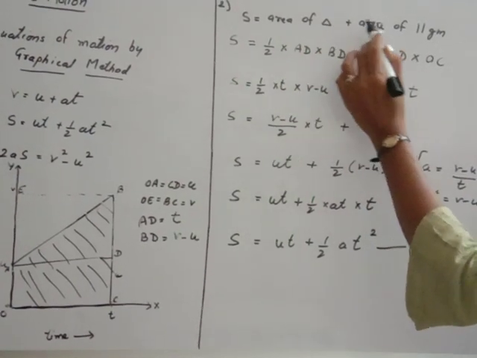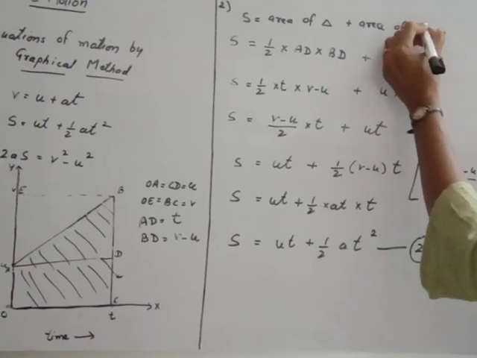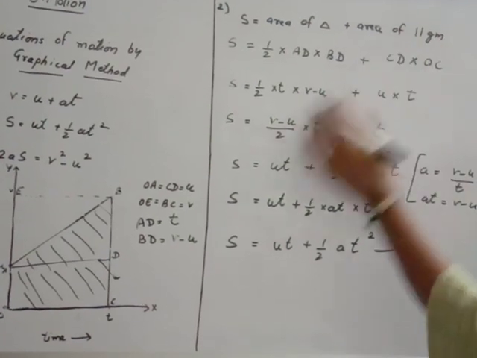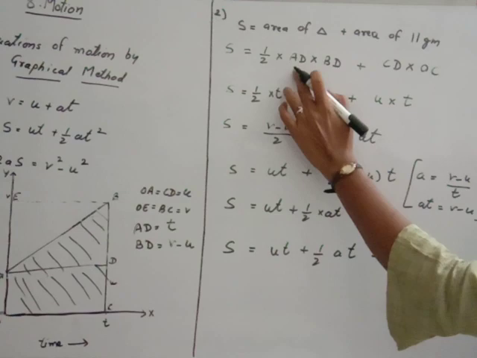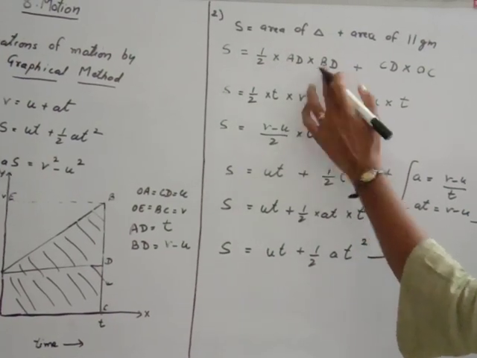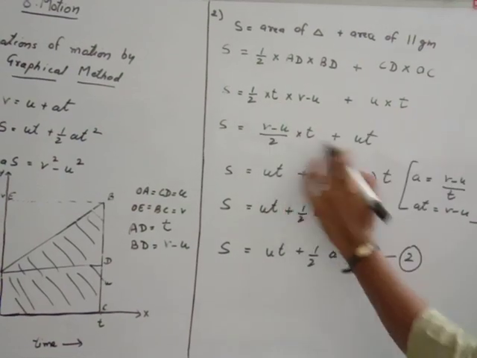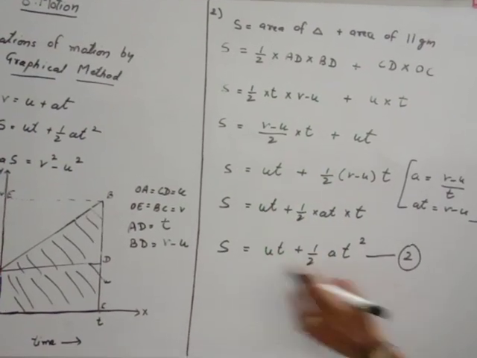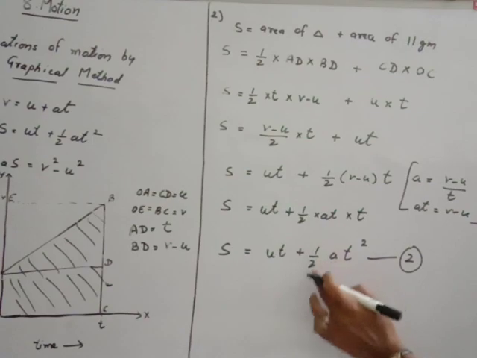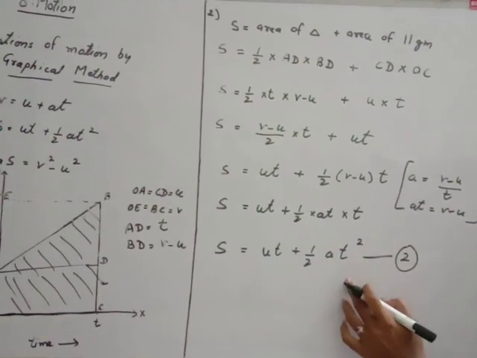Area of triangle plus area of rectangle. Area of triangle is half into base into altitude. Area of rectangle is length into breadth. So I will put the value of all these things. I will solve it. I will get S is equal to UT plus half AT square.